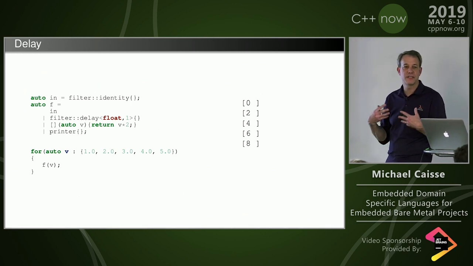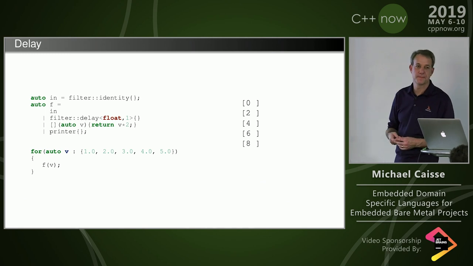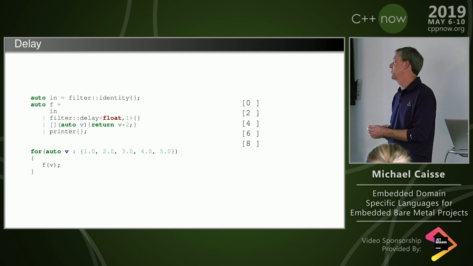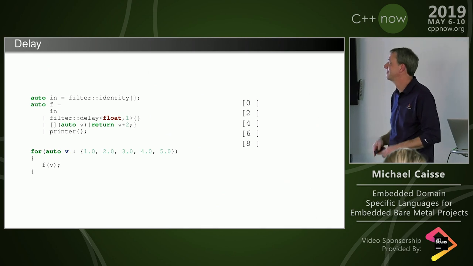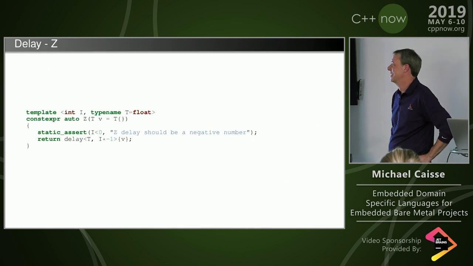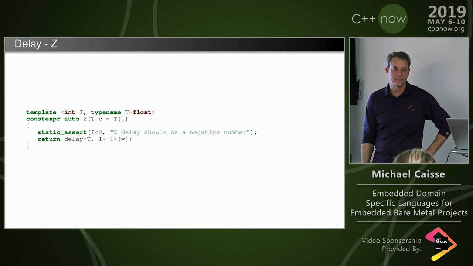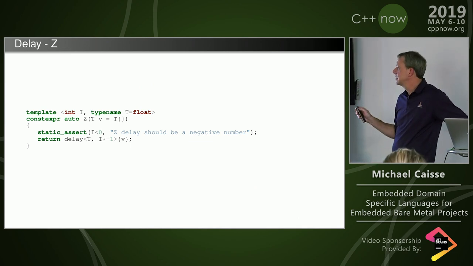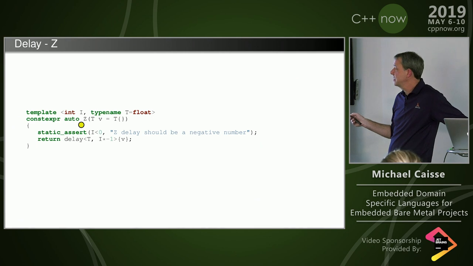It would be nice if we could make it look better somehow. I hear we can do this someday, maybe in 2022. But for now, we're going to do this. We're going to go ahead and have a method that has a template parameter, and we're going to call it Z, the method Z.